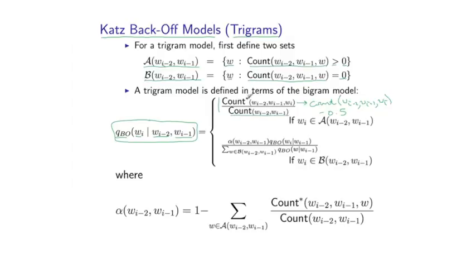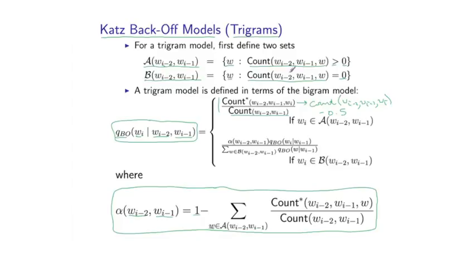Now again, this definition gives us some missing probability mass, and we have an expression for that missing mass down here. So alpha of Wi minus 2, Wi minus 1 is going to be 1 minus a sum over all words whose count is greater than 0, where I have this estimator I showed you, count star divided by count. So this is the missing probability mass.